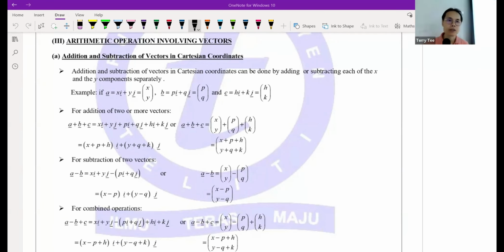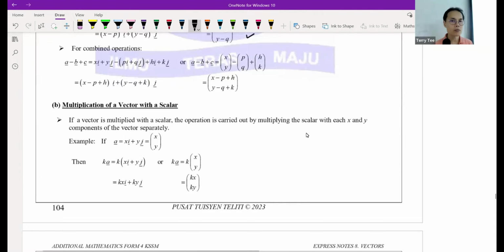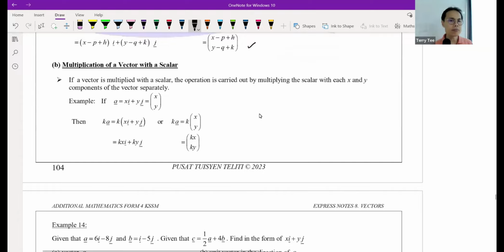Okay, so this is very simple. We all know vectors can be added, can be subtracted. For example, vector A, vector B, you can add together A, B, C, put like this. If you want to subtract, you can just subtract one by one. And then if you want a combined operation, we can do plus and minus. If you have a scalar, meaning a number in front, we can multiply inside, the k, you can times in one by one.